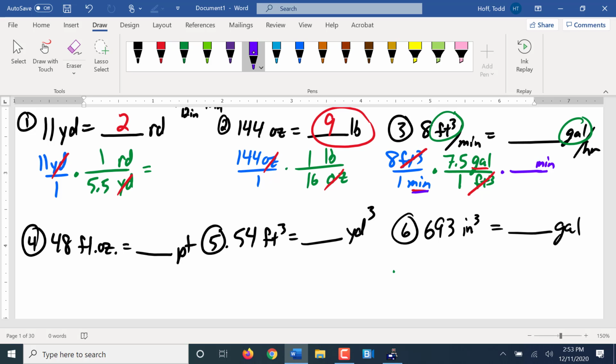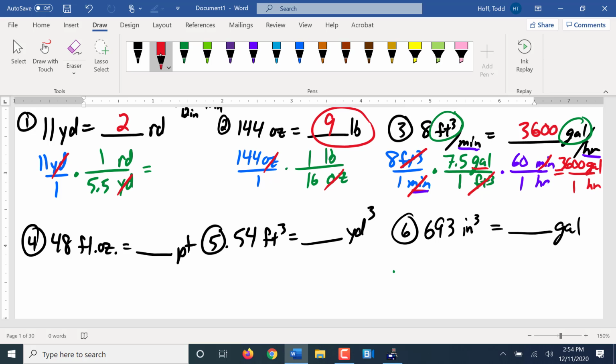Now we're changing them to hours. 1 hour is 60 minutes. So the minutes are gone. So the units on top are gallons. On bottom are hours. We've got 8 times 7.5 times 60, which is 3,600, yep. And on bottom, 1 times 1 times 1 is just 1. So that is 3,600 gallons per hour.